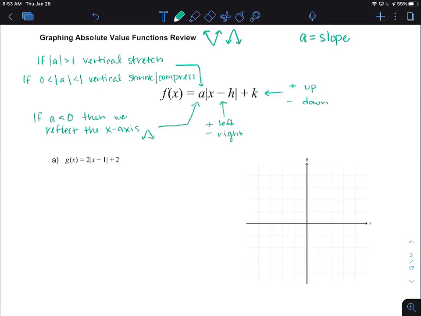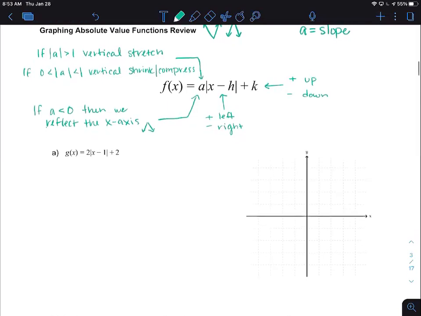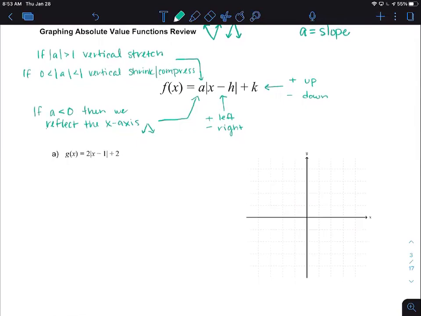Okay. All right, so looking at this first example, g of x equals 2 times the absolute value of x minus 1 plus 2. So stating what we know, a equals 2, which we're going to use as our slope, but remember this is also a vertical stretch. Because of the minus 1, we're going to move to the right 1, and then we're going to go up 2. So I'm going to go ahead and plot that first point, right 1, up 2. And remember that is called our vertex.